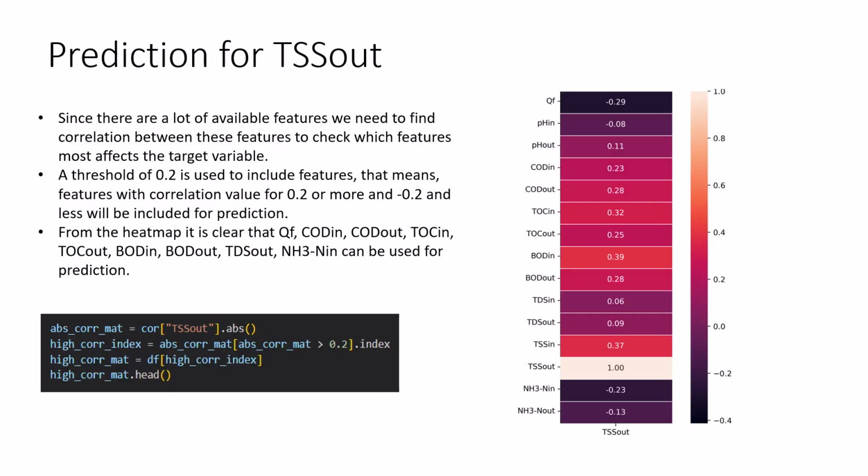Now for the prediction of the target variable TSS out, similar correlation was found between the input features and a threshold of 0.2 was selected, which means that the features with a correlation value of 0.2 or more and -0.2 or less were included for the prediction. From the heat map the following features were included: QF, COD in, COD out, TOC in, TOC out, BOD in, BOD out, TDS out, and NH3N in.